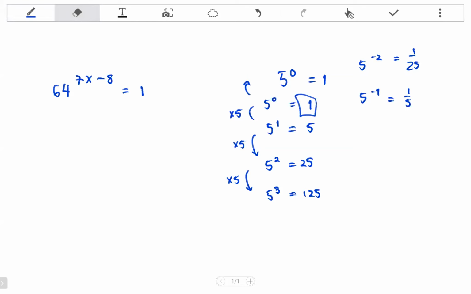So knowing that property, I think we can solve this. 64 to the 7x minus 8 equals 1. How do you guys think we should solve this? What do you think our hint is? What tool can we use?